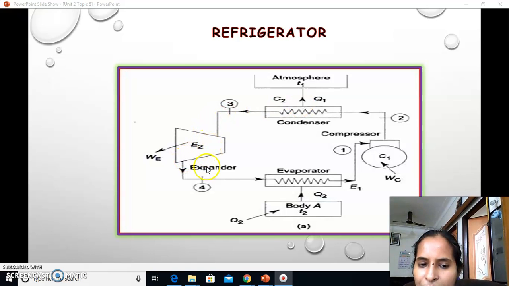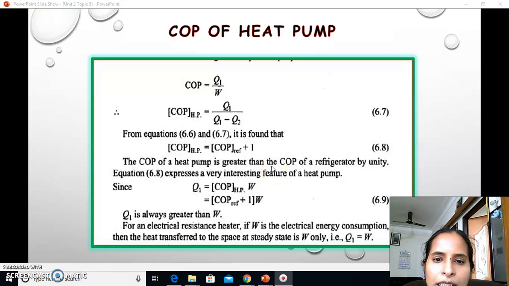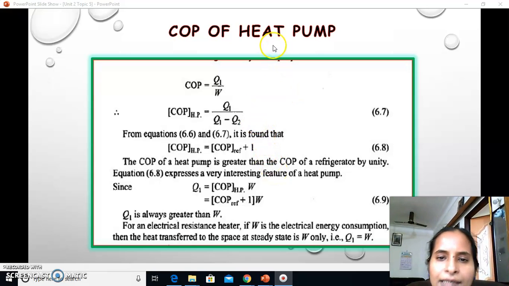Now it is again expanded and it is coming here and taking the heat from that body. Okay, so this is what happens. And COP of the refrigeration is desired effect over work input, which is Q2 minus W, so Q2 by Q1 minus Q2. And COP of the heat pump is, the purpose of the heat pump is exactly opposite to the refrigerator.